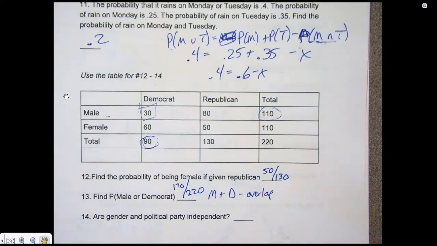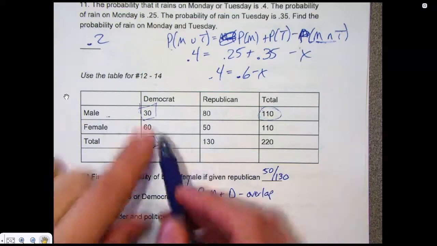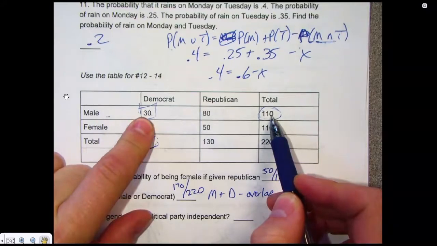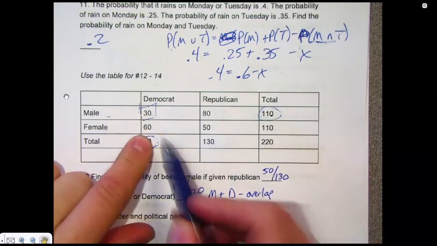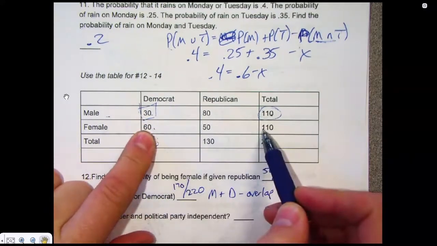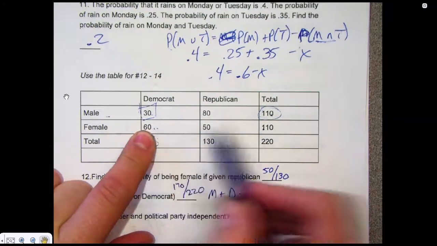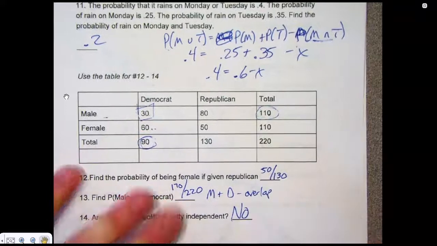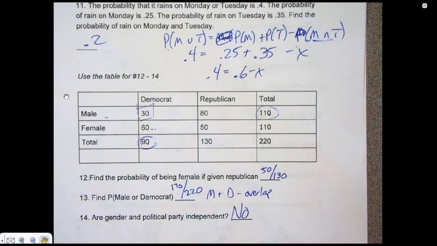And then, are gender and political party independent? Well, if they were independent, you would have the same ratios all over the place. So 30 out of 110 males are Democrats. If these two things were independent, 30 out of 110 females would also be Democrats. Or maybe 60 out of 120, but it'd have to be the same proportion. And that is not true here. So that is no.